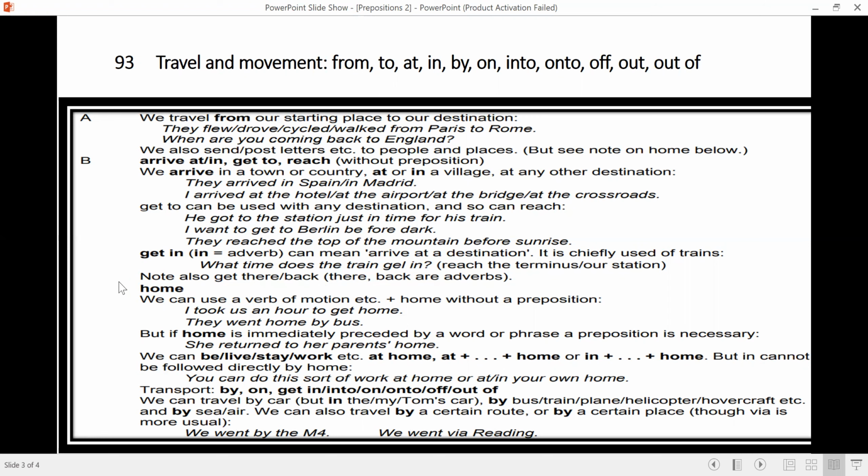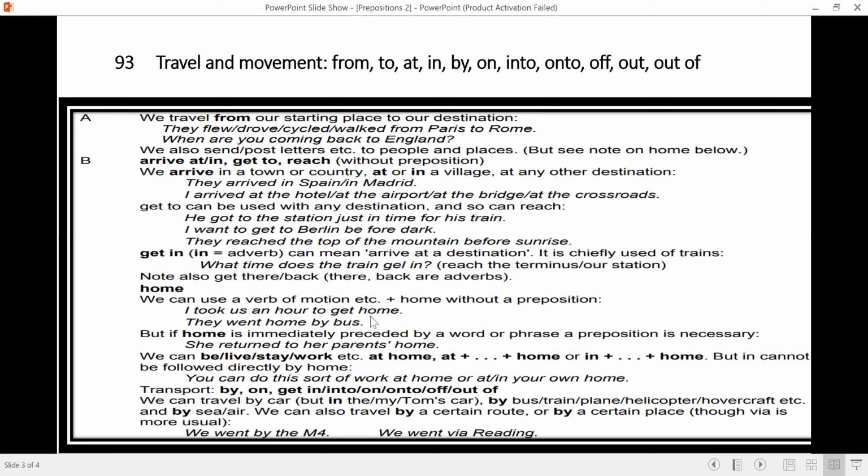Now, what are the prepositions that can be used before or with home? We can use a verb of motion, etc., plus home without a preposition. How? Normally, we do not use any preposition before home when a verb of motion comes. All right, when a verb of motion is placed before home, we do not use any preposition before home. But sometimes we can use one in some situations. For example, it took us an hour to get home.